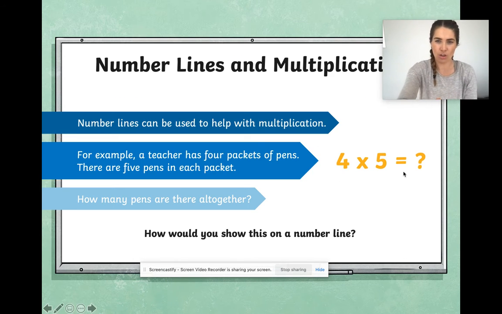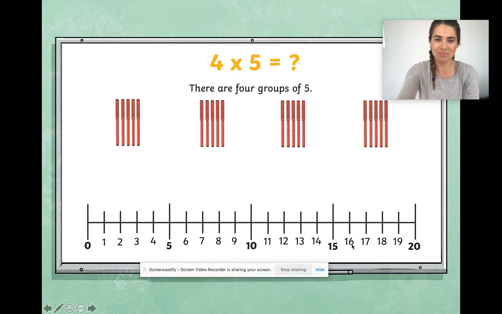How might you show this times table or work it out using some repeated addition on a number line? This is a number line. It's got all my numbers along a line. If I were to have 4 groups of 5, when I see the times symbol, that just means groups of. So instead of saying 4 times 5, I can also say 4 groups of 5. That's another word for this symbol.